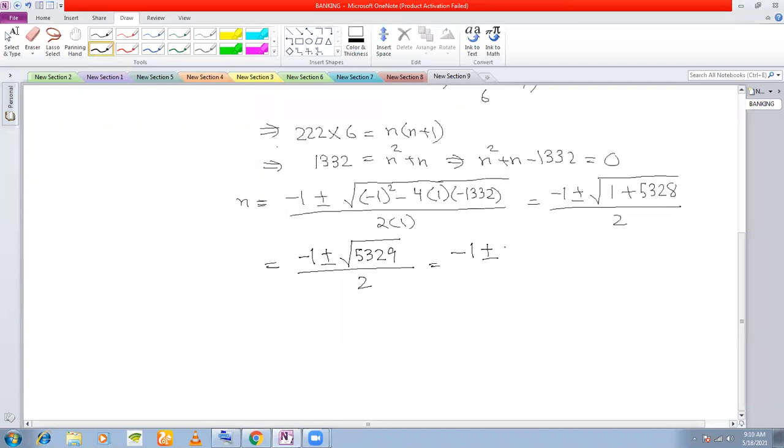Minus 1 plus or minus 73. Division method you will have to show in rough, otherwise you will not get full marks. If you thought that you could peep into your neighbor's paper and just write the square root, that will not work. You will not get full marks.